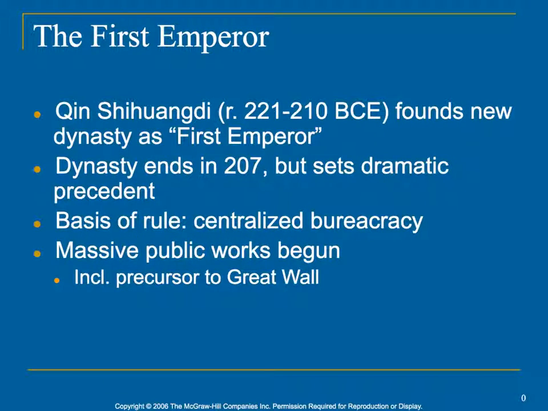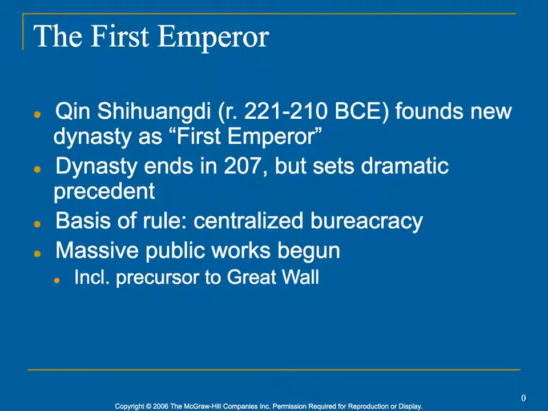But he's not the first emperor. The first emperor is this guy, and his name is Qin Huangdi, and he rules from 221 to 210 BCE, and he is considered the first emperor of China. And so China gets its name from this guy. His dynasty doesn't last very long, but it does set dramatic precedents for the rest of Chinese history.